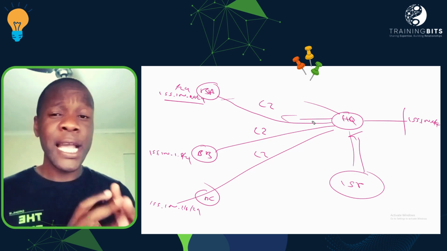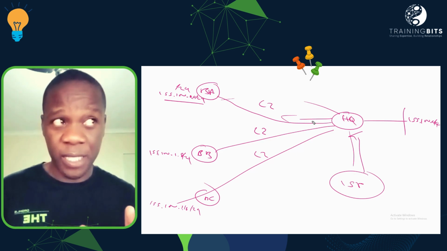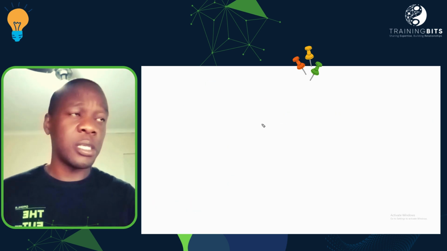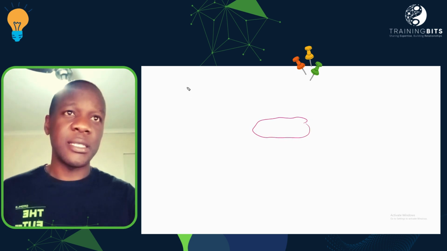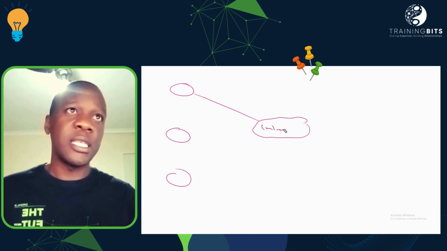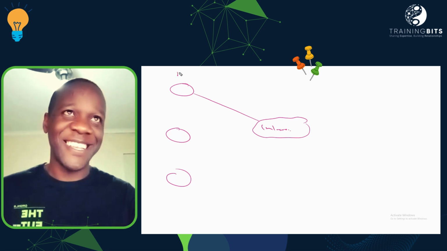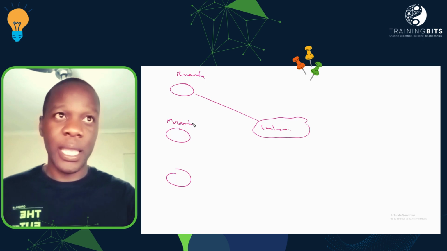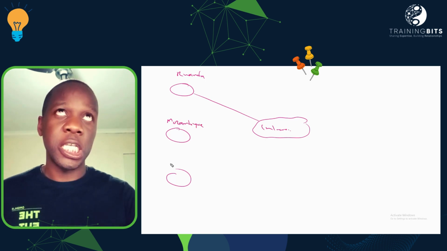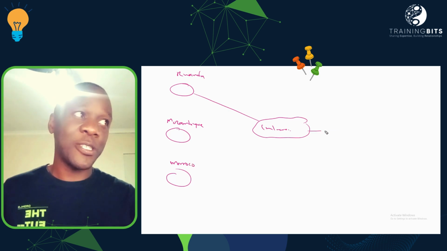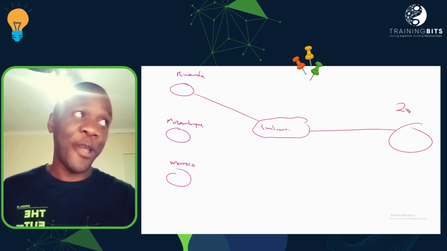The problem is that layer 2 circuits are usually quite expensive. So you probably have different sites, and let's say they're in different countries. This is basically the internet. This office is in Rwanda. That was random. This is Mozambique, and this is in Morocco, and our headquarters is in Zimbabwe.